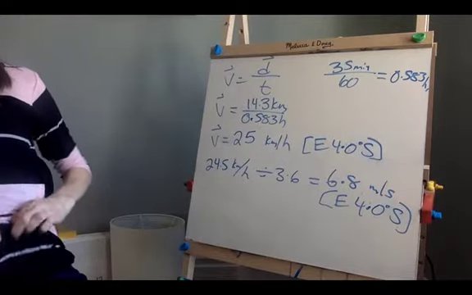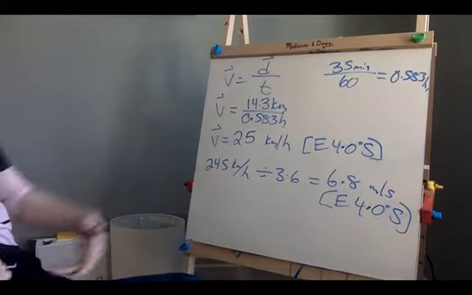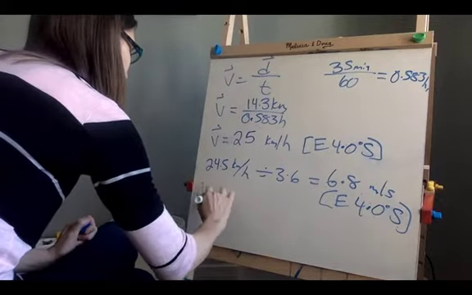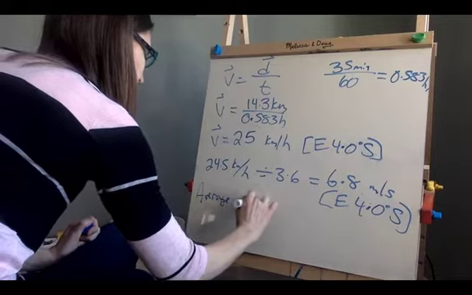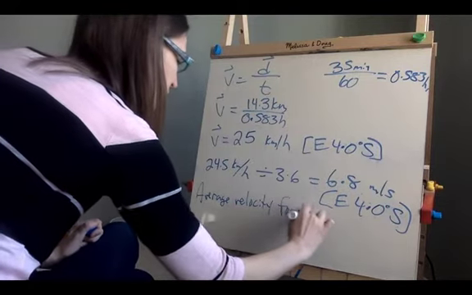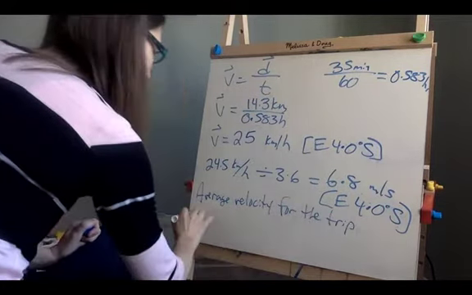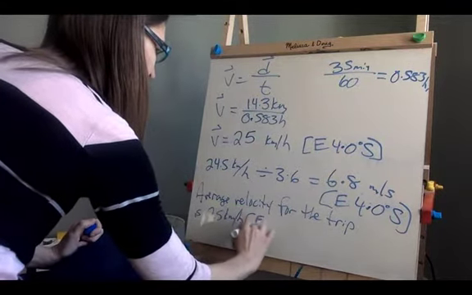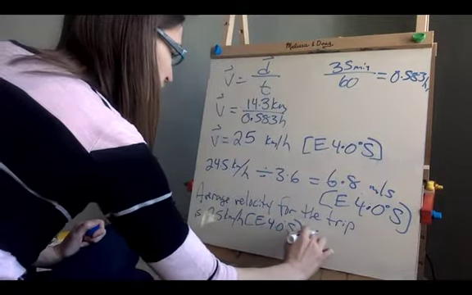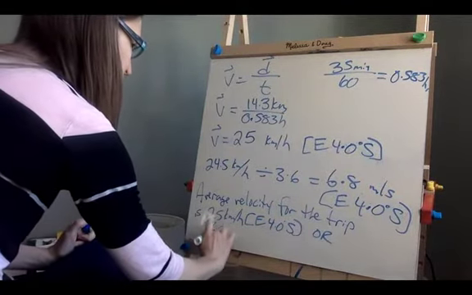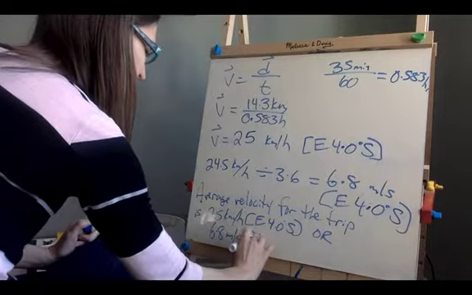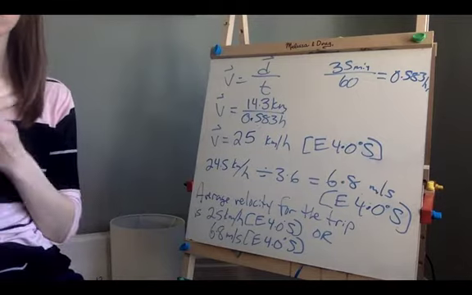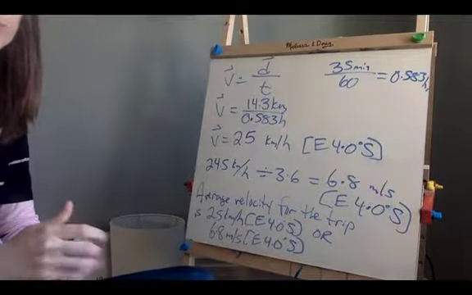Right, so there we have the vector component, right? So then your concluding sentence would be: average velocity for the trip is 25 kilometers per hour east 4 degrees south, or 6.8 meters per second east 4 degrees south. Okay, so there's the 2 ways of being able to do that.